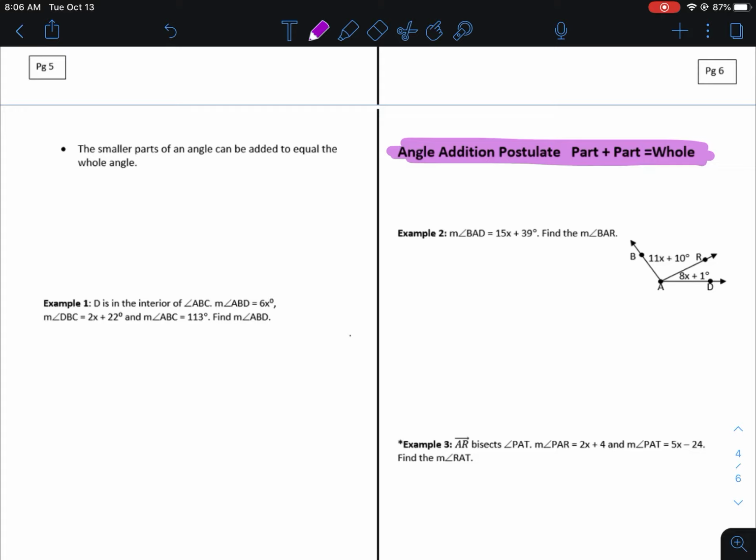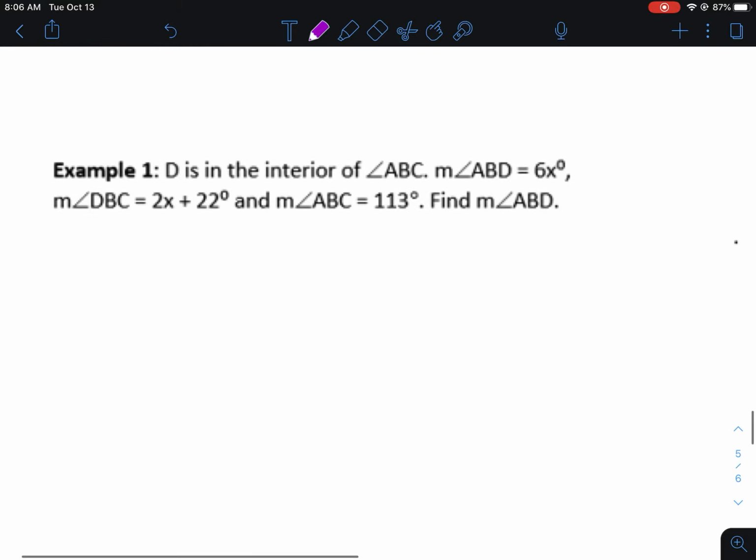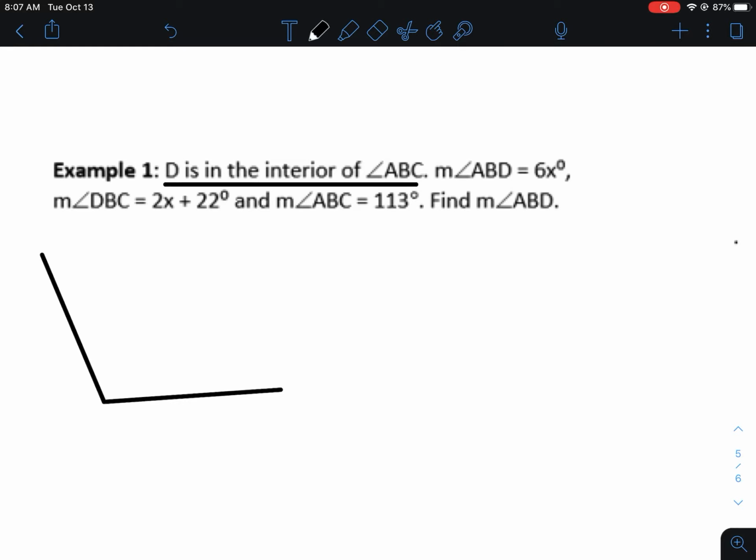Okay, so let's go to example 1. D is in the interior of ABC. Let me draw that first. So D is in the interior of ABC. So I'm just going to draw an angle. Again, I'm drawing it obtuse just to give me more space, but I don't actually know if it's obtuse or not. I'm just making it up. All right, so A, B, and C. And then it says point D is on the interior. So I'll just put point D right there.